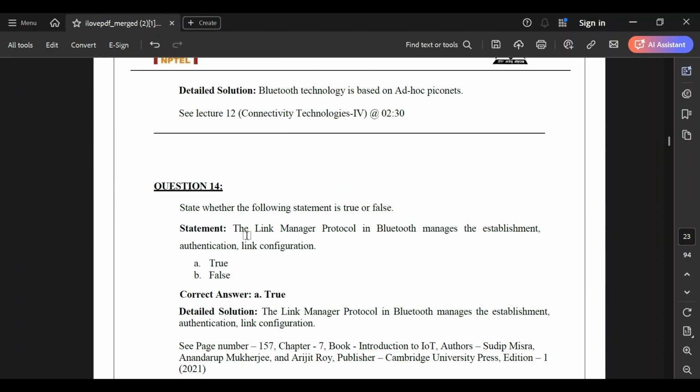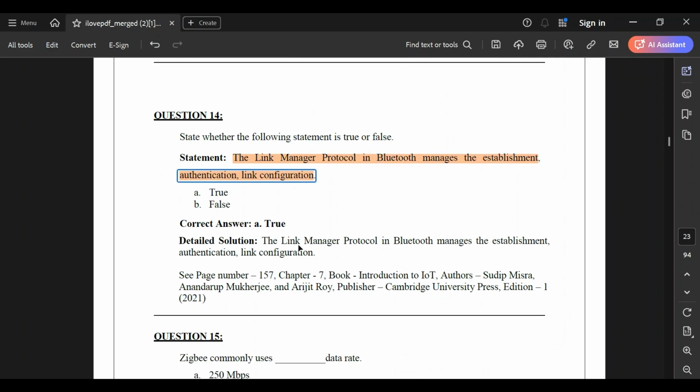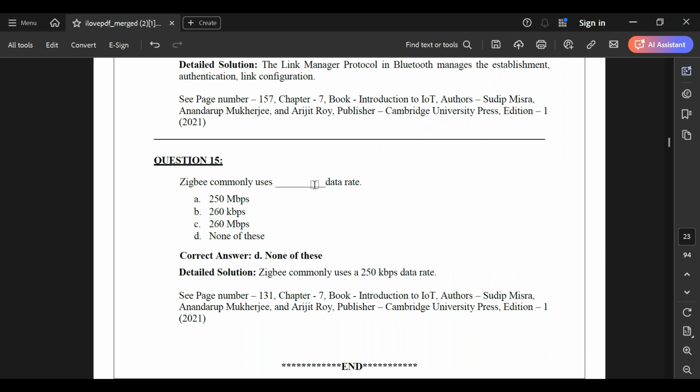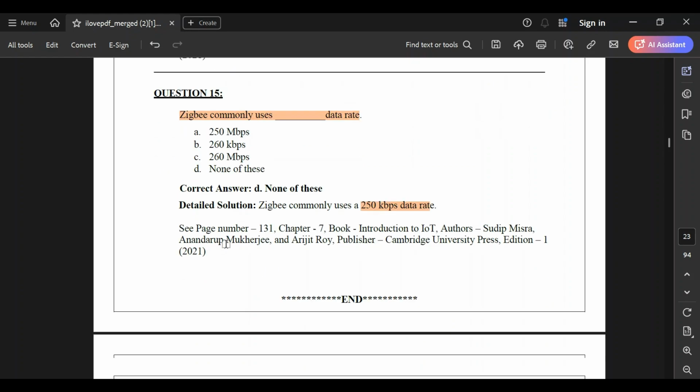Moving to the next question. The link manager protocol in Bluetooth manages the establishment, authentication, and link configuration. So it is true. Zigbee commonly uses what data rate? It is 250 kbps, not given here. So 250 kbps would be there. So none of these is correct.